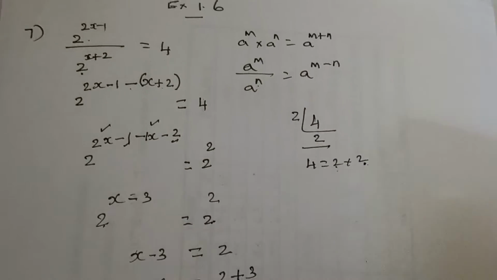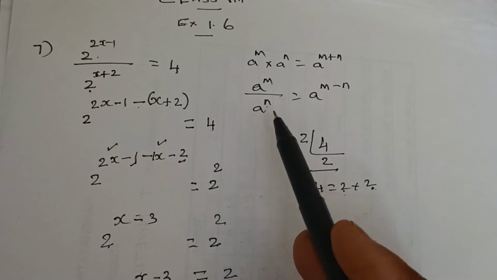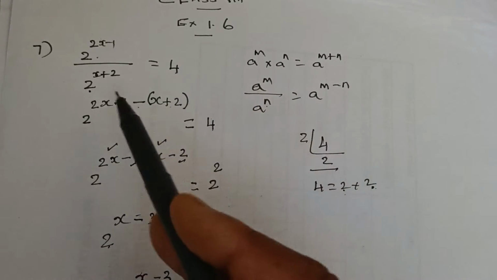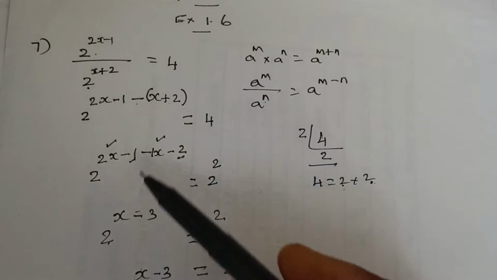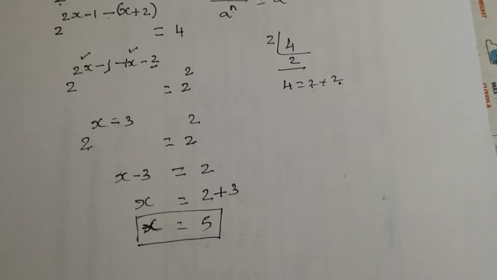So the only thing is, in the first step we use the quotient rule of exponents. To divide, we have to subtract the powers. That's all. Only that step you should know. After that, it is only simplification.